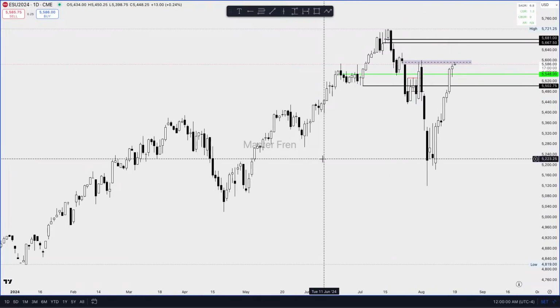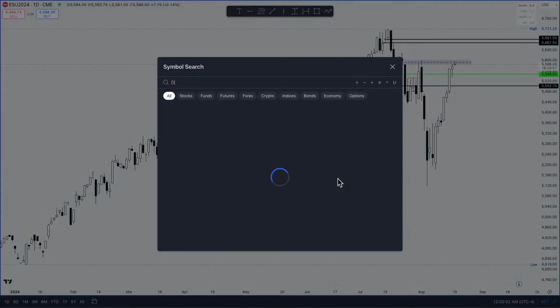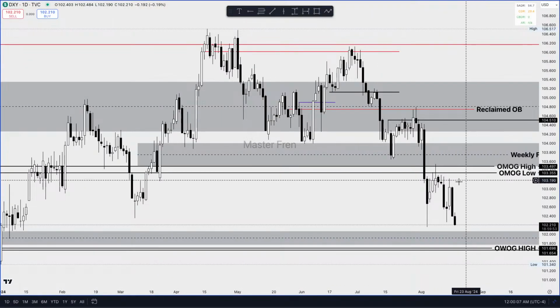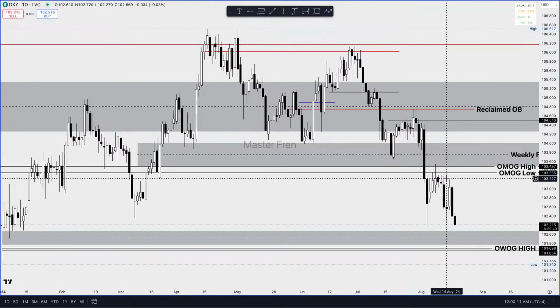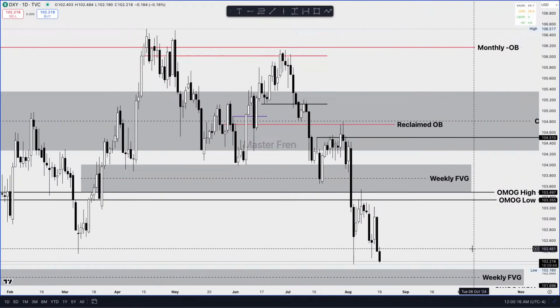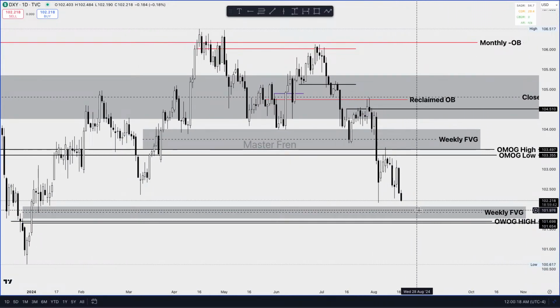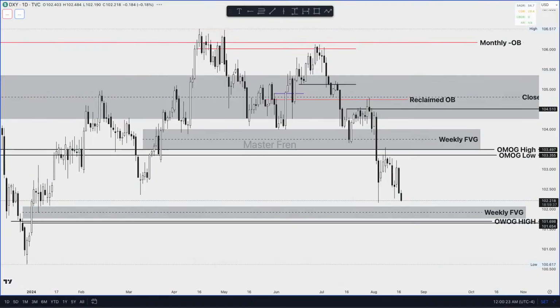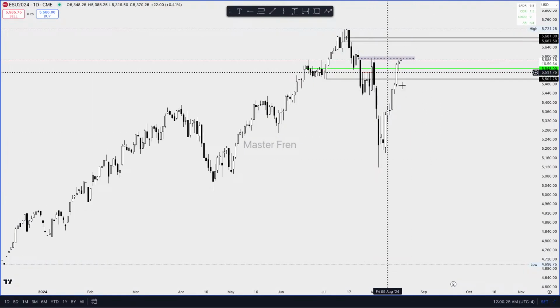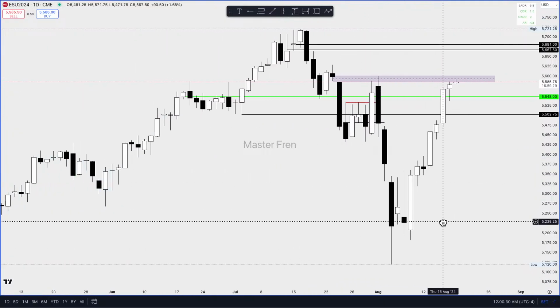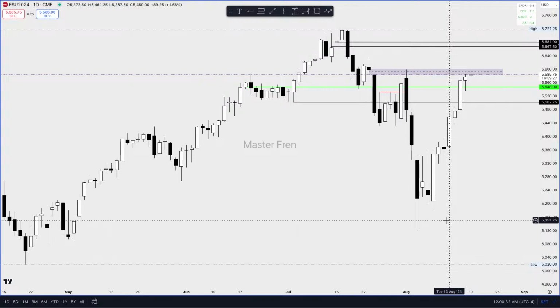I remember showing you guys this and showing you that DXY ended up not taking that high. So there was SMT divergence, and we were aiming for this weekly fair value gap here on the DXY, and then the ES, we were aiming for the spooky box because the ES was showing relative strength between the 2 averages.